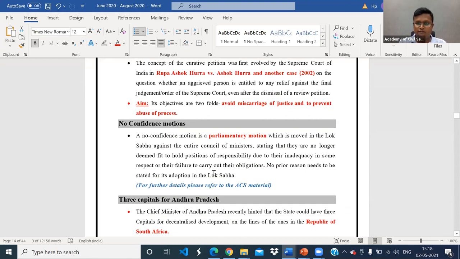No confidence motion, we have discussed in the class. Recently in the Parliament of India, the opposition presented a no confidence motion against the government. It is a motion expressing the no confidence of the House in the government in the Lok Sabha. If the no confidence motion is passed, the government will have to resign. The no confidence motion is never mentioned in the Constitution. Again, the collective responsibility of the Council of Ministers to the Lok Sabha comes under Article 75, and the no confidence motion is also inferred from Article 75 of the Indian Constitution.